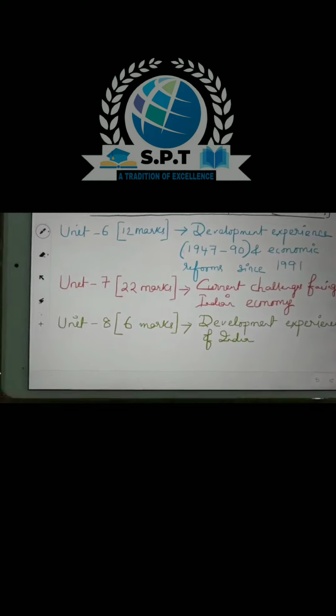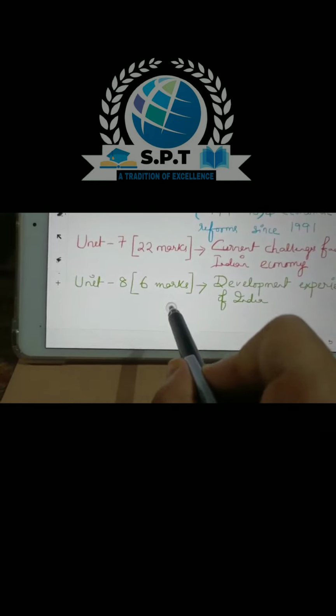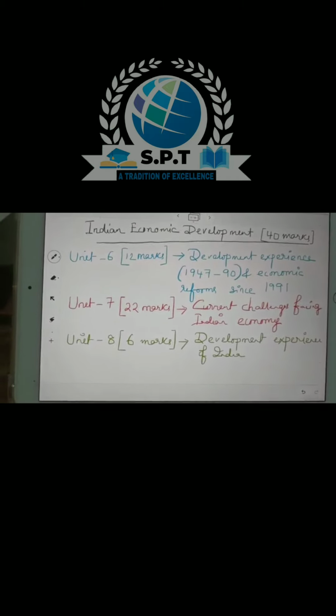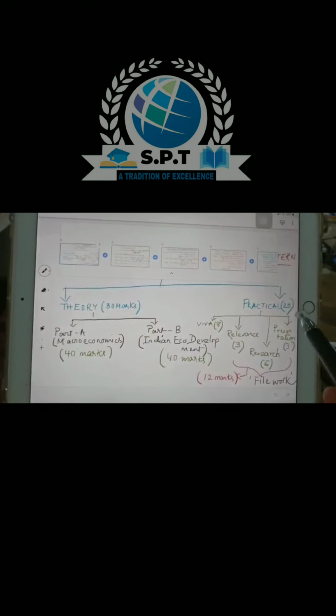So this is our entire syllabus, which is known as the theory part. This part is in total 40 plus 40 equals 80 marks. And the rest, as I've already discussed with you earlier, is the practical of 20 marks.